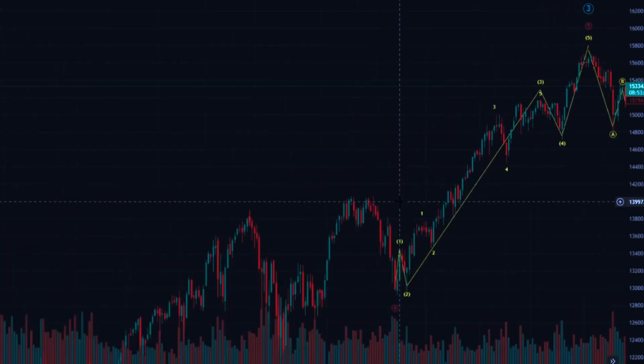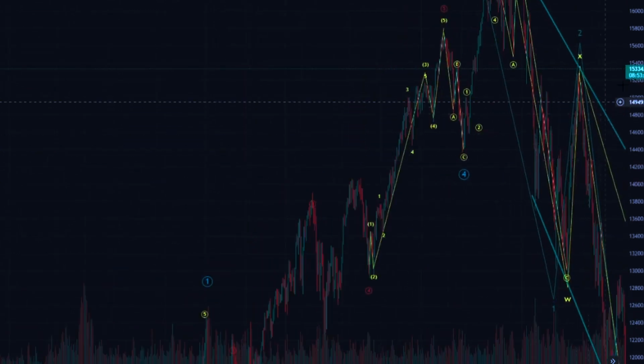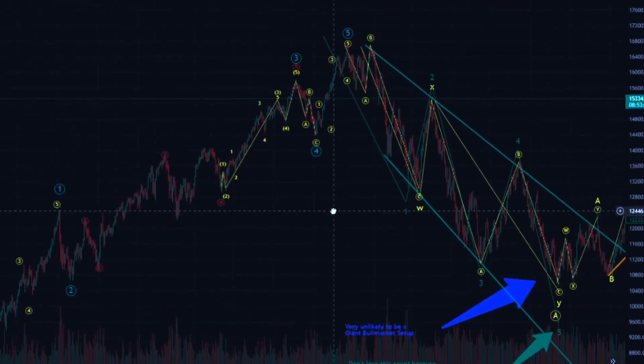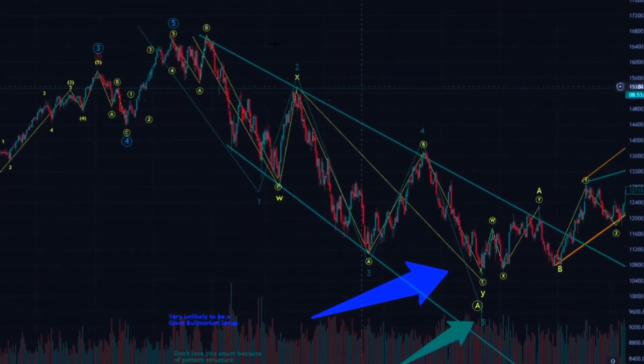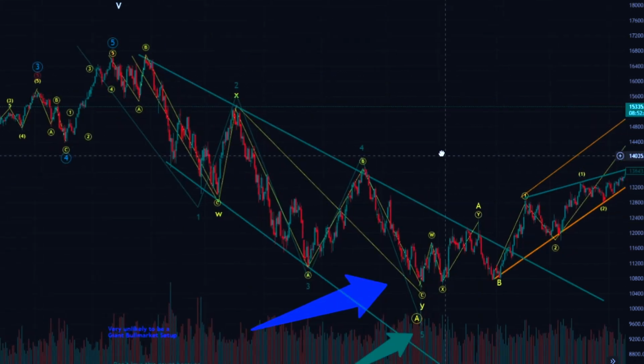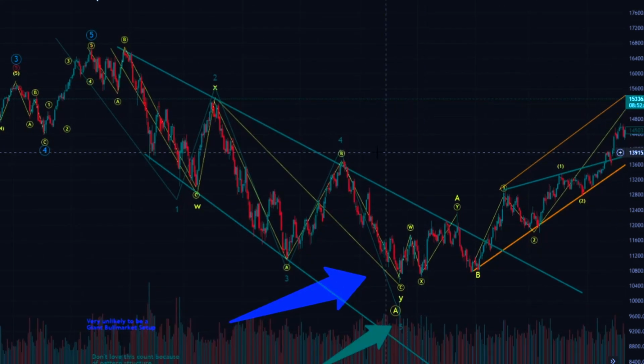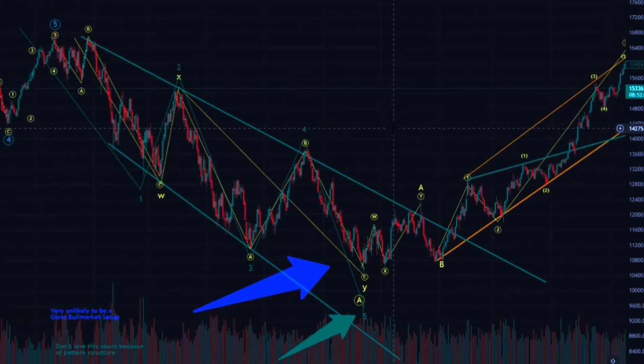All right, so backing out, I'm going to count the corrective move down from November 2021 to October 2022 here. Now, the difficulty with this move down here is that it could be counted in a myriad of ways. And that's what makes Elliott wave great, is that it gives you alternative counts that are valid, which could potentially result in different market outcomes. However, given this structure, I do prefer one specific count, which I'll be explaining soon.